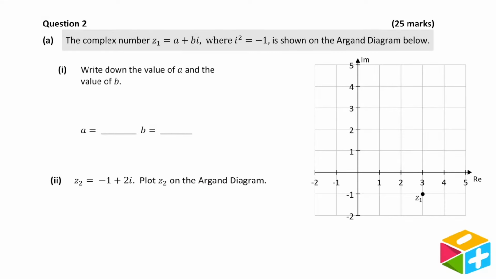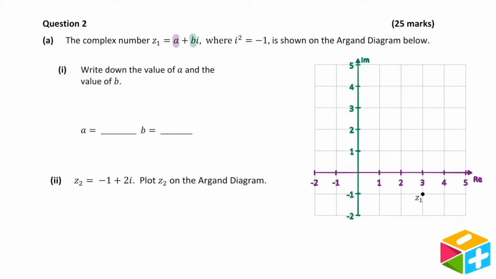The complex number z1 is equal to a plus bi, where i squared equals minus 1, and is shown on the Argand diagram below. Part 1 asks us to write down the value of a and the value of b. In our diagram, the horizontal axis represents the real component of our complex number. The vertical axis represents the imaginary component.